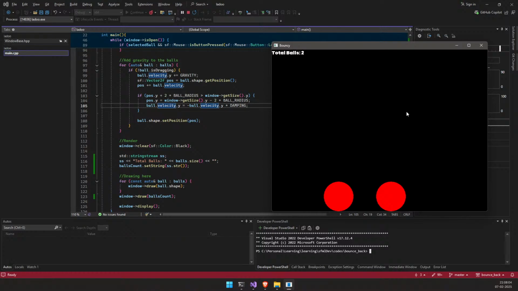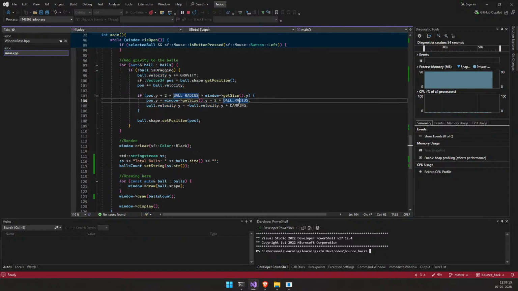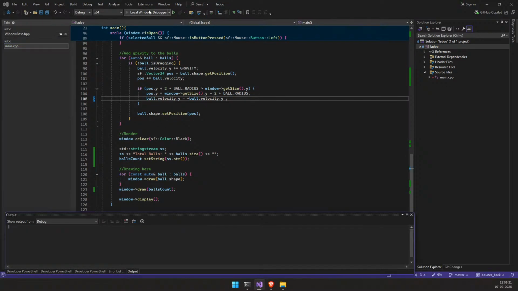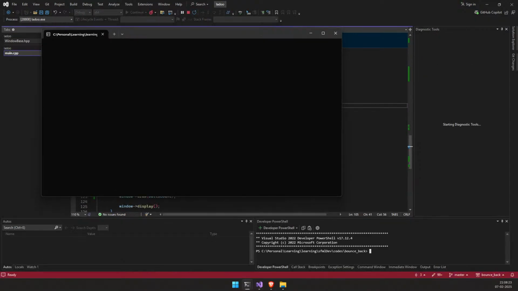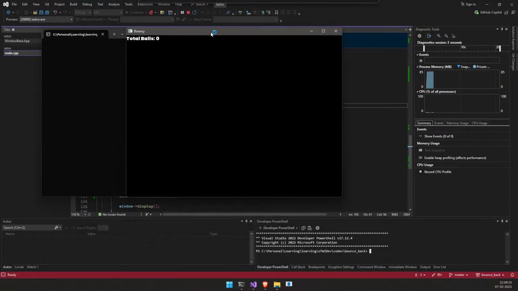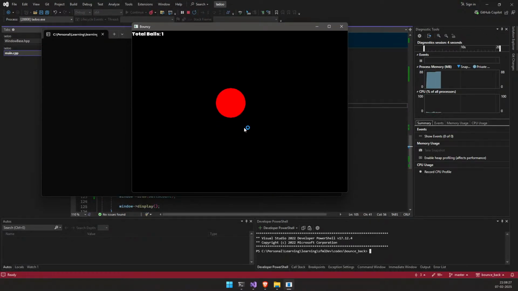Suppose it is 2.8 on the bottom side. If it is touching the bottom, then we are doing negative 2.8, so it will always bounce. If I remove this and run that again, the ball will never stop because we are not adding some friction. It will always bounce at the same height also.